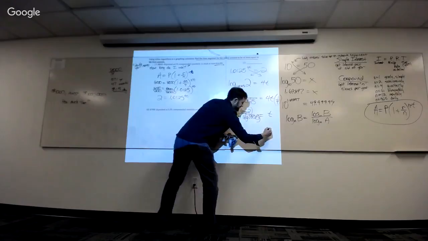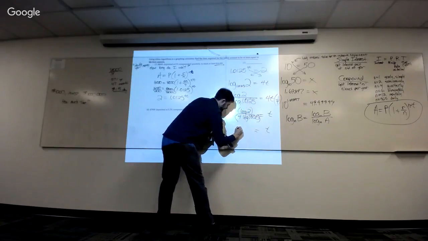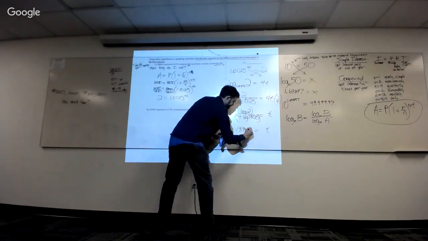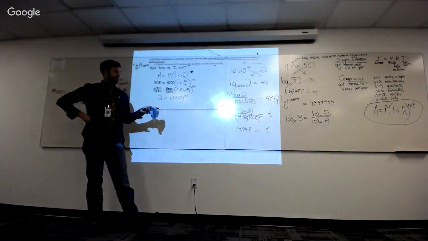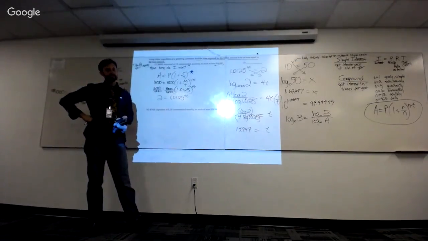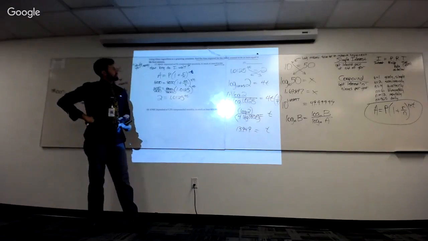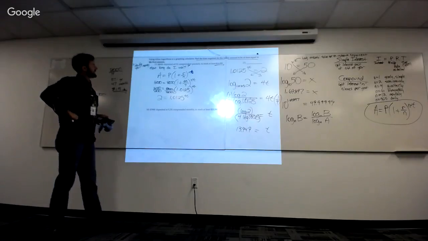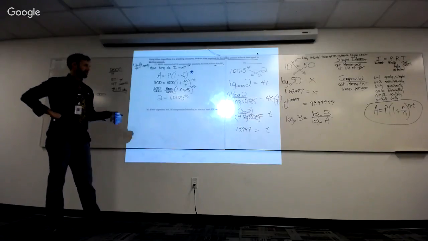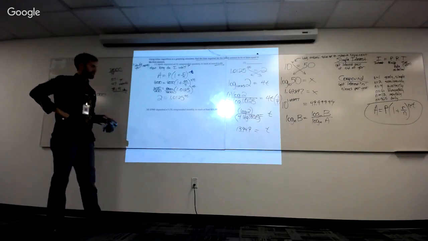Did anyone get t equals 13.949? Yeah. The back of the book said 14, so they rounded. But that's a fair thing to round because they're saying find the time required for it to be at least the final amount. And yeah, if you wait 14 years, it will be at least the final amount.